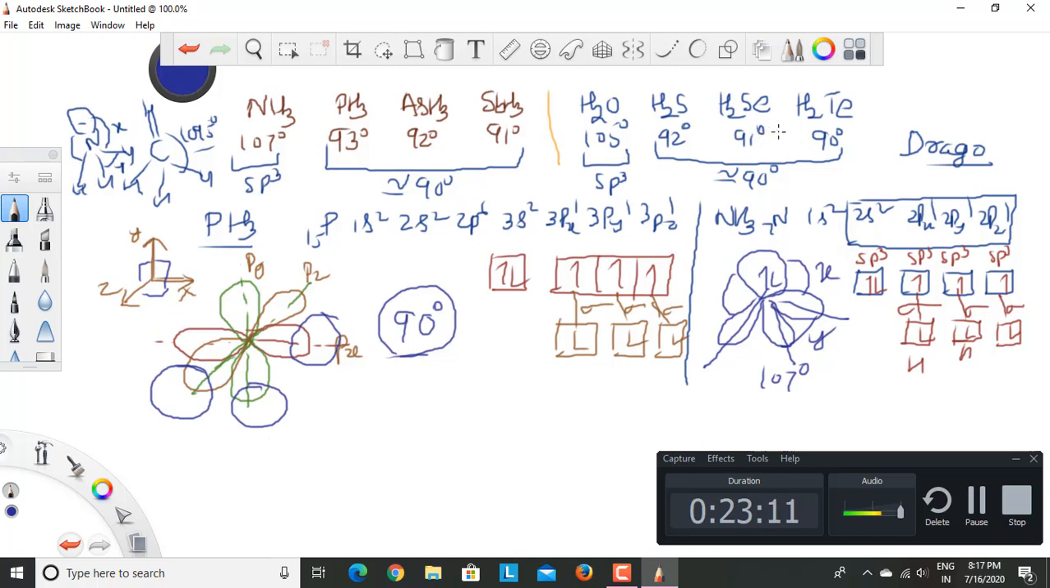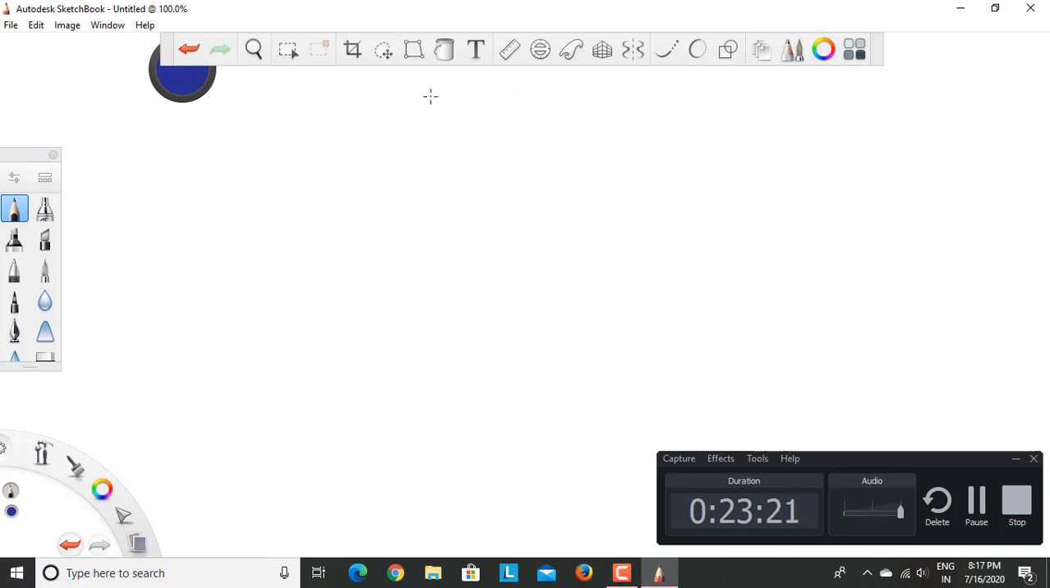Next, this assumption is verified by a mathematical formula. How is it verified? Let us see. So I'm going to the next page. There is a formula for hybridization: cos theta is equal to s upon s minus 1, that is equal to p minus 1 by p.